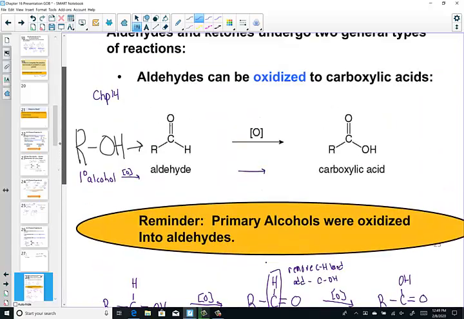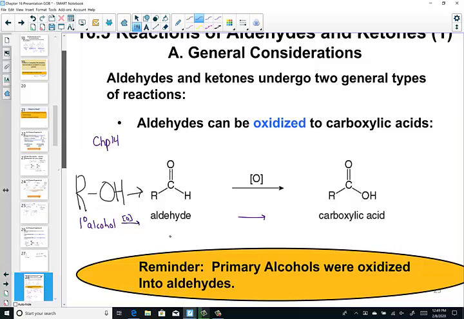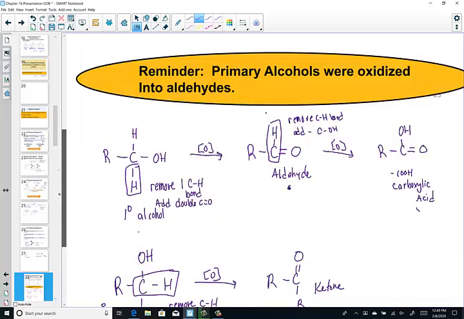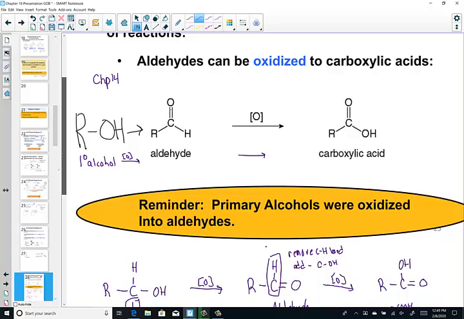Now, that's review from chapter 14. Focusing on what aldehydes do. Aldehydes have one CH bond. Remove the CH bond and add an OH bond. So here you have COOH, our carboxylic acid functional group.